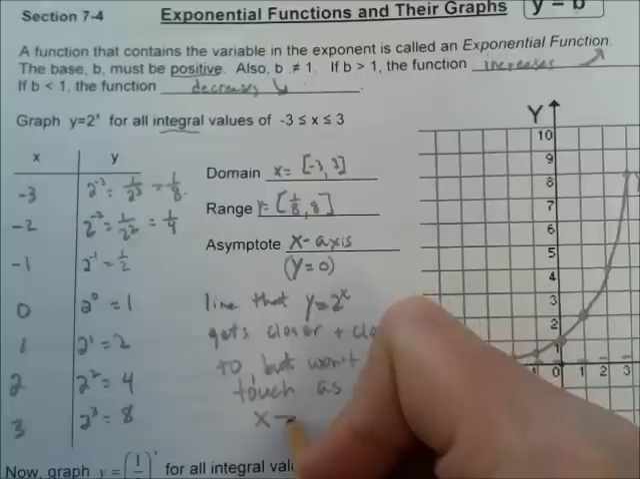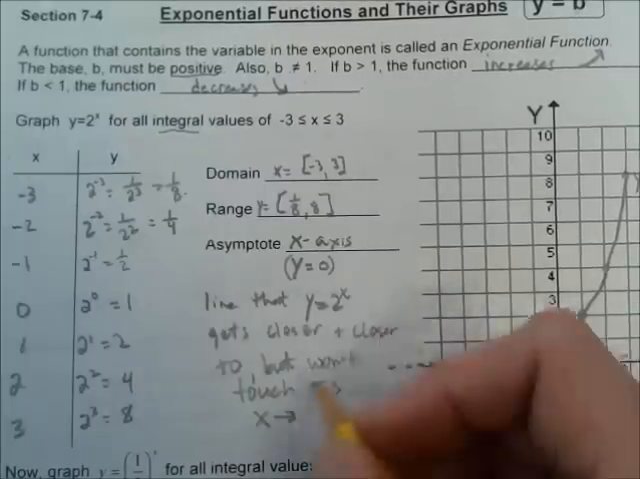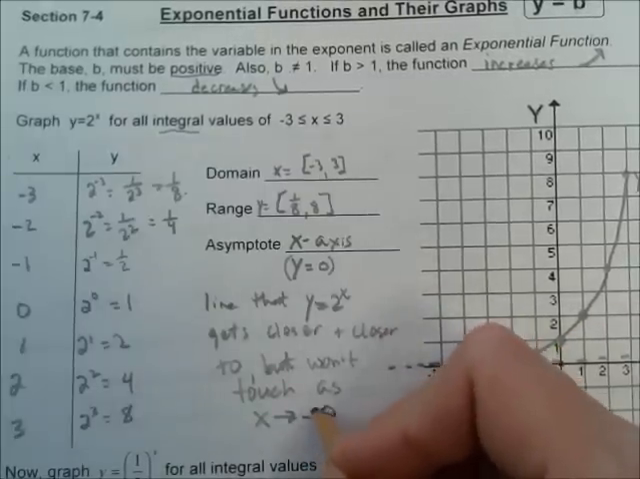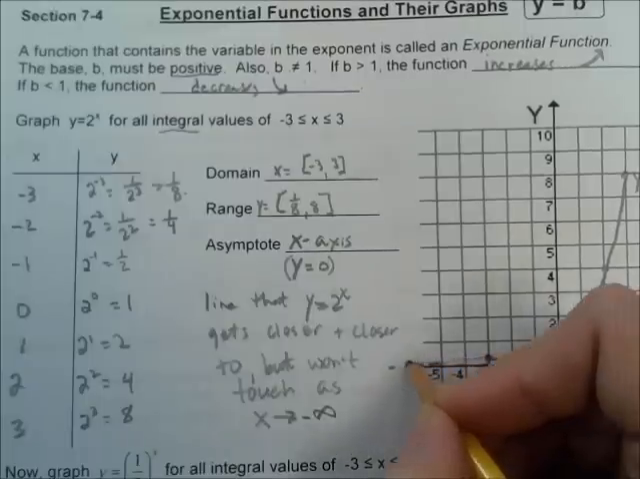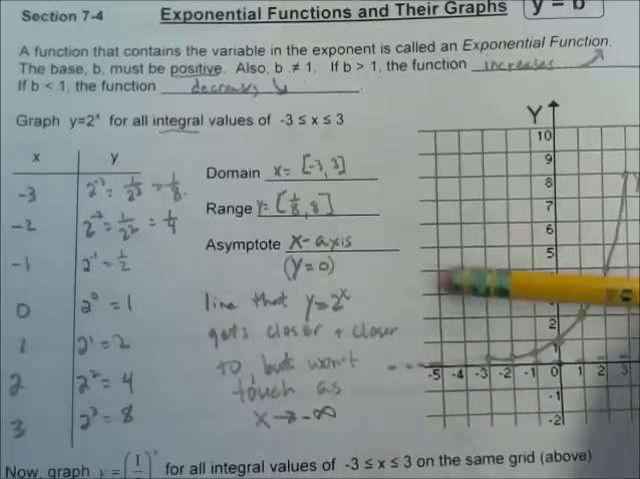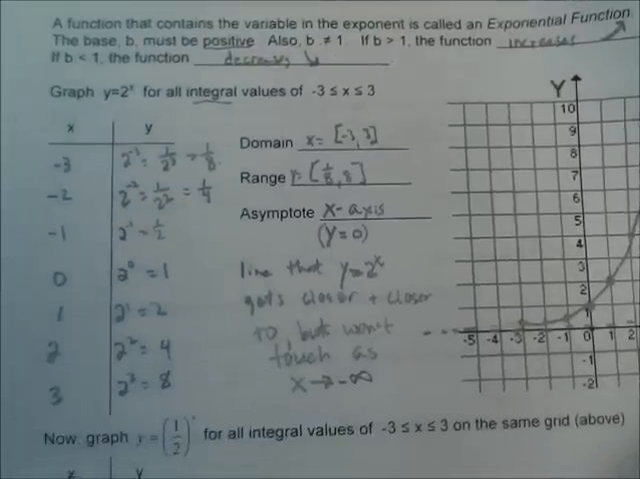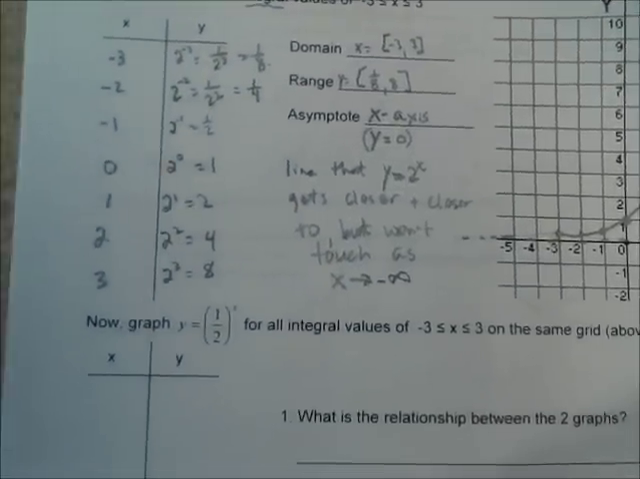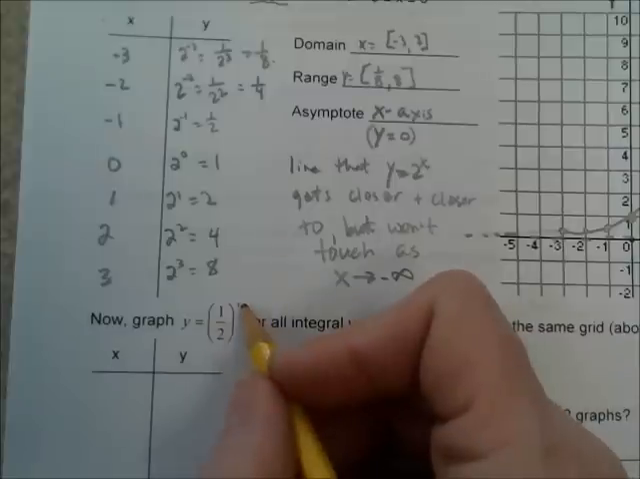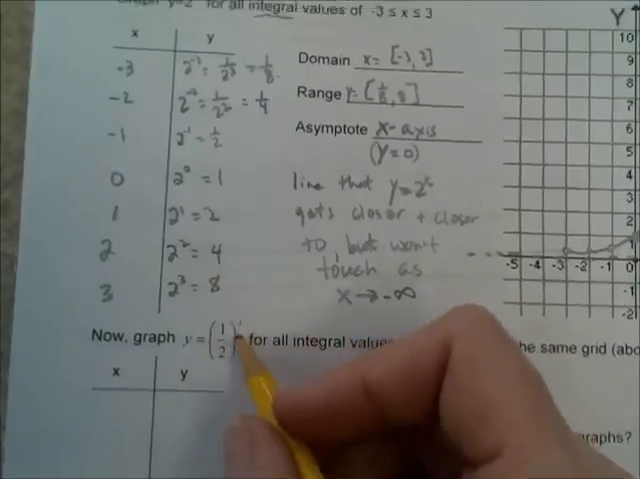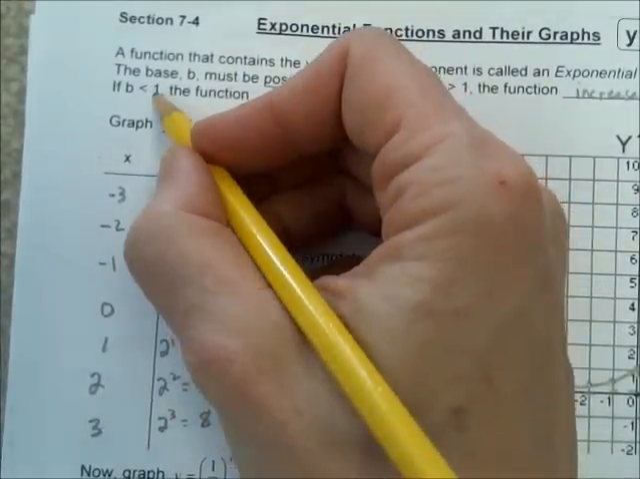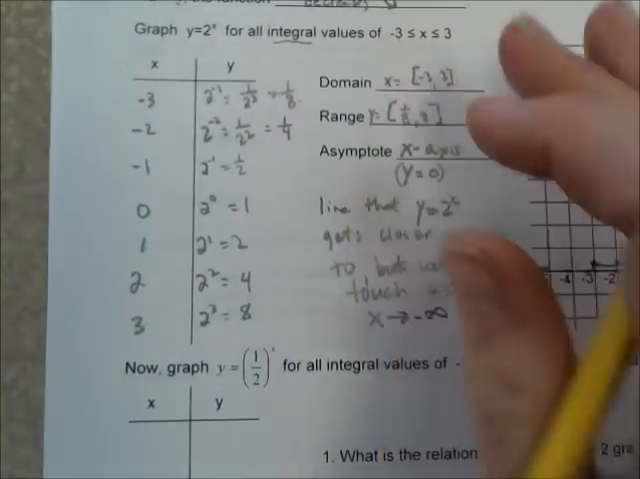As x goes all the way back to negative infinity, if you get x smaller and smaller, this graph will get closer and closer to that x-axis, but it will never touch it. Now we're going to graph y equals (1/2) to the x power. This function should be decreasing because the base is less than 1, like we said earlier.